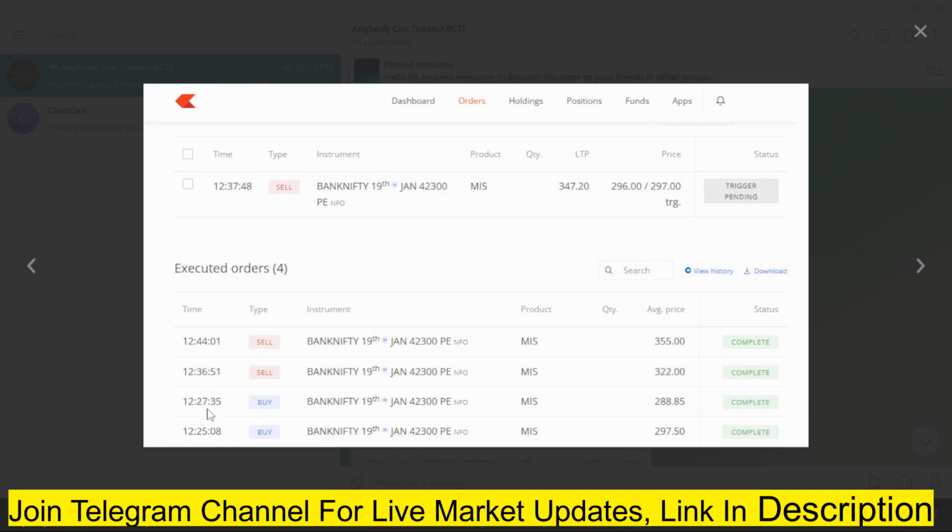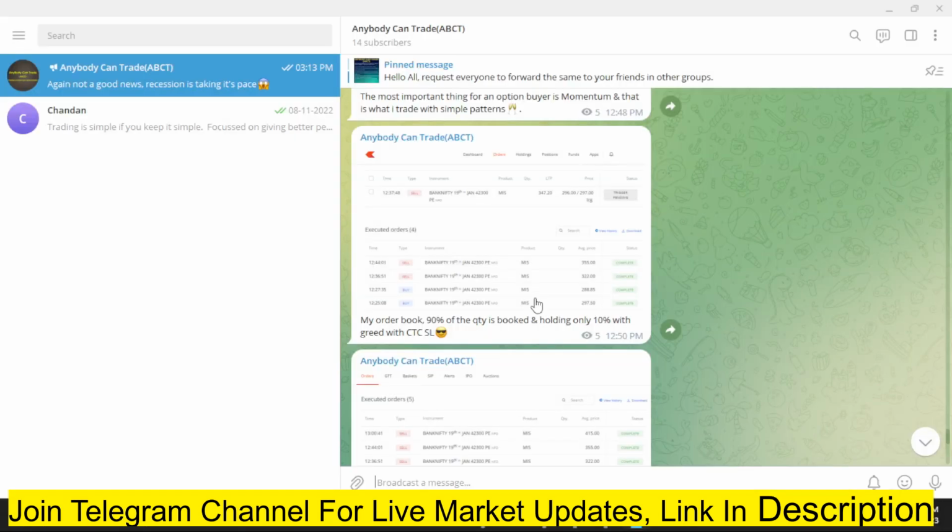See, I have bought two at different time levels. I will tell you why that also. The first lot, first some lots, I booked around 12:36, close to 12:37. And the next few lots I booked at the pattern target, where by default we have to lock some profit on maximum quantities, around here. Also you can see I booked 90% of the quantity and was trailing my stop loss cost to cost, holding only 10% of the quantity with some greed. That is how we should show greed in the stock market.